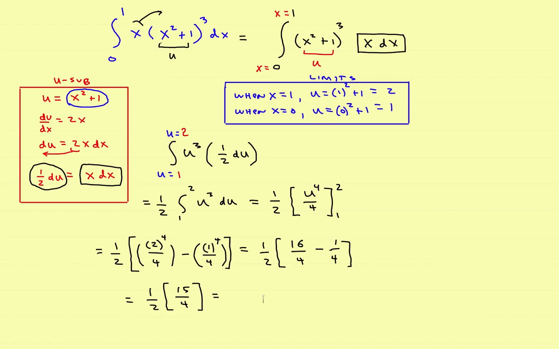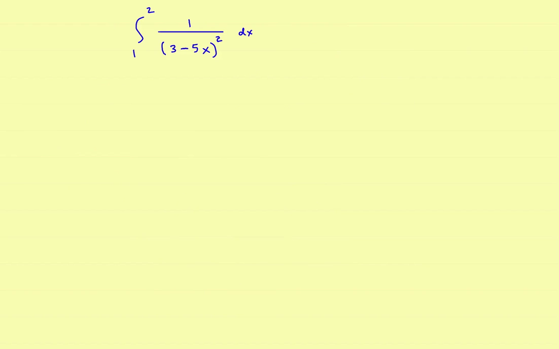And finally multiply the two denominators together and you would get 15/8, and that's going to be the answer to the problem. So really the only new thing here is to add this step where you change the limits. So rather than having x equals something, change it into u. So change the entire problem, including the limits, from x into u. Okay, with that in mind, let's take a look at a couple more examples here.